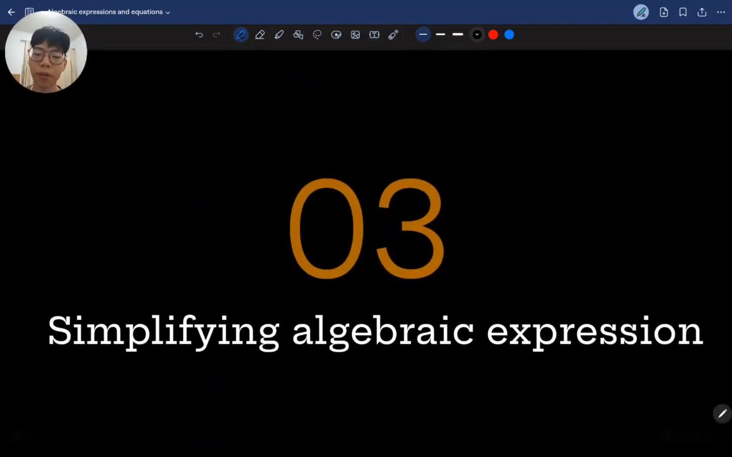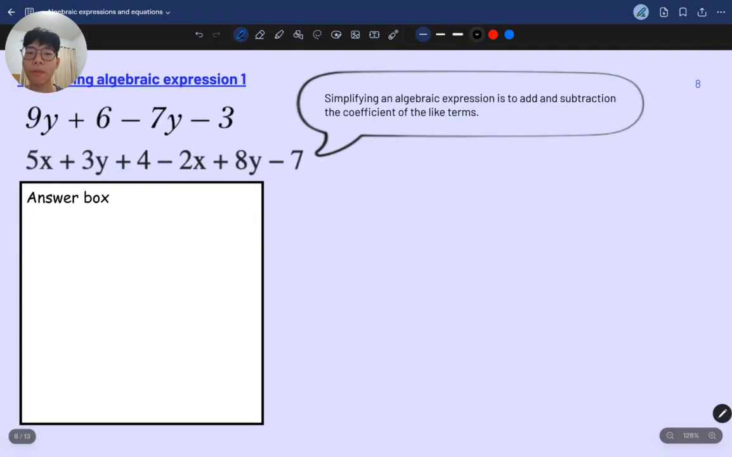Now we should go to simplifying algebraic expression. Simplifying an algebraic expression is to add and subtract the coefficient of the like terms. But what are like terms? Like terms are just like the same body with different head.